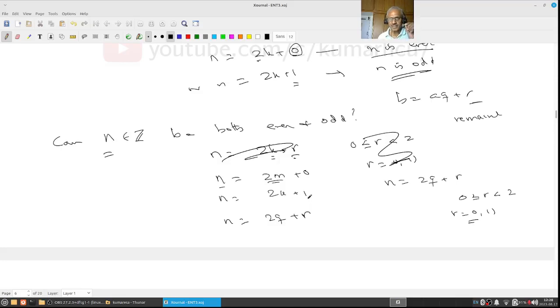Please understand, we are using the uniqueness part of the division algorithm. You have taken it for granted from high school days, so you may find it a little challenging. When I write n is even, it should be of the form 2m for some integer m. When you say n is odd, it should be 2k plus 1. But if I write 2m, the remainder must be 0, because that's a unique thing. Or when you write n equal to 2k plus 1, the remainder is 1, but I know the remainder is unique. It cannot be 0 as well as 1. Therefore, this contradiction shows it cannot be both even and odd.